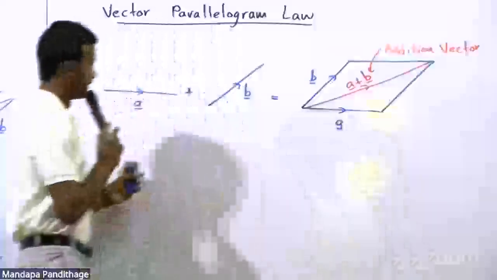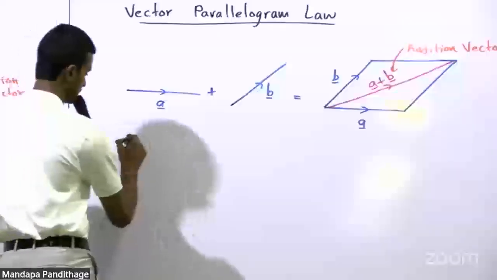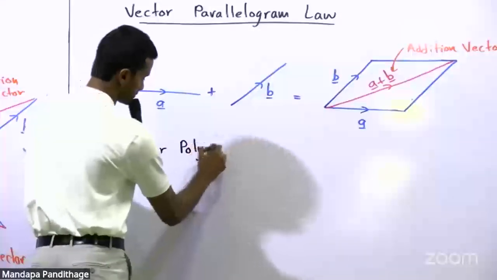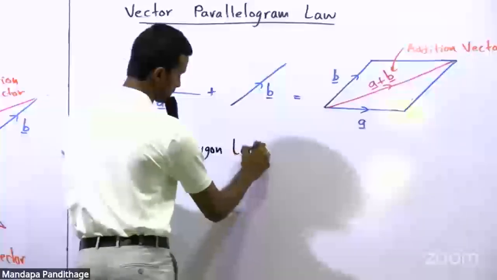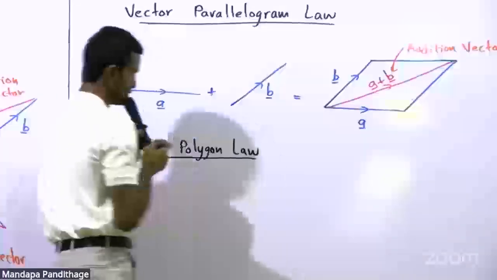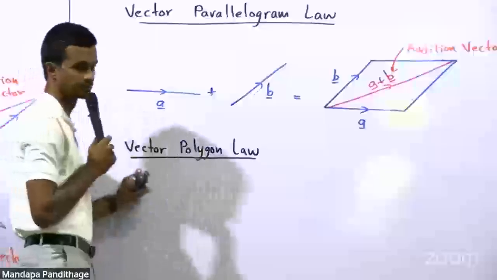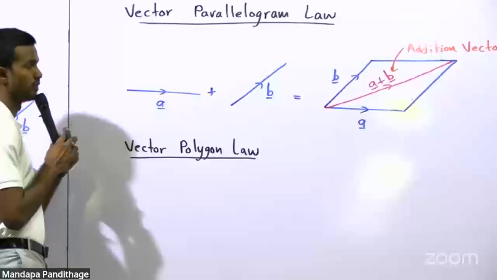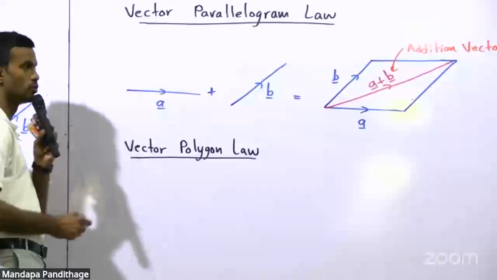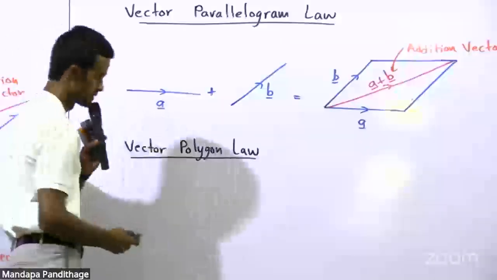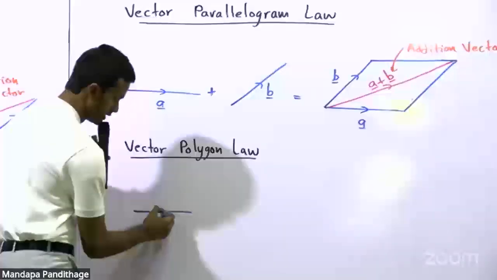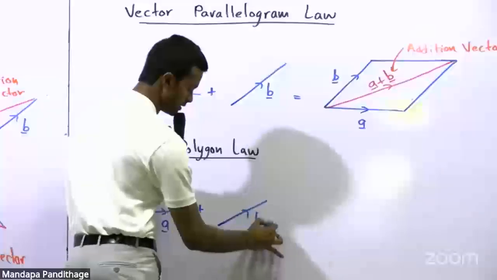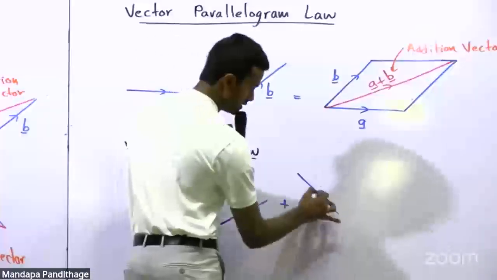Okay, then write the last topic under vector addition, vector polygon law. So vector polygon law is the same thing, but we use the vector polygon law when we have three or more vectors, like when we have more than two vectors. So let's say we have one vector A here. We have B here and we have C here.